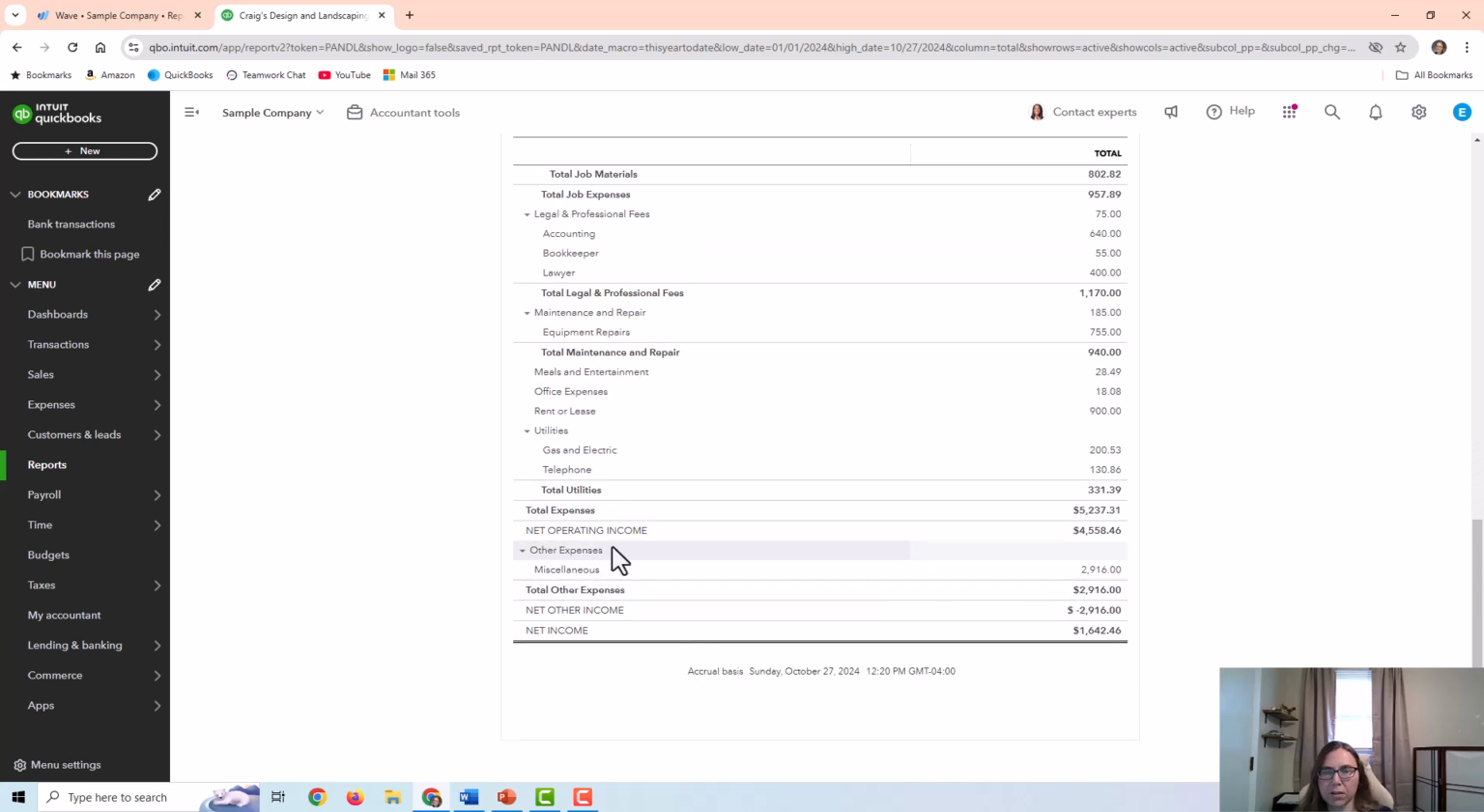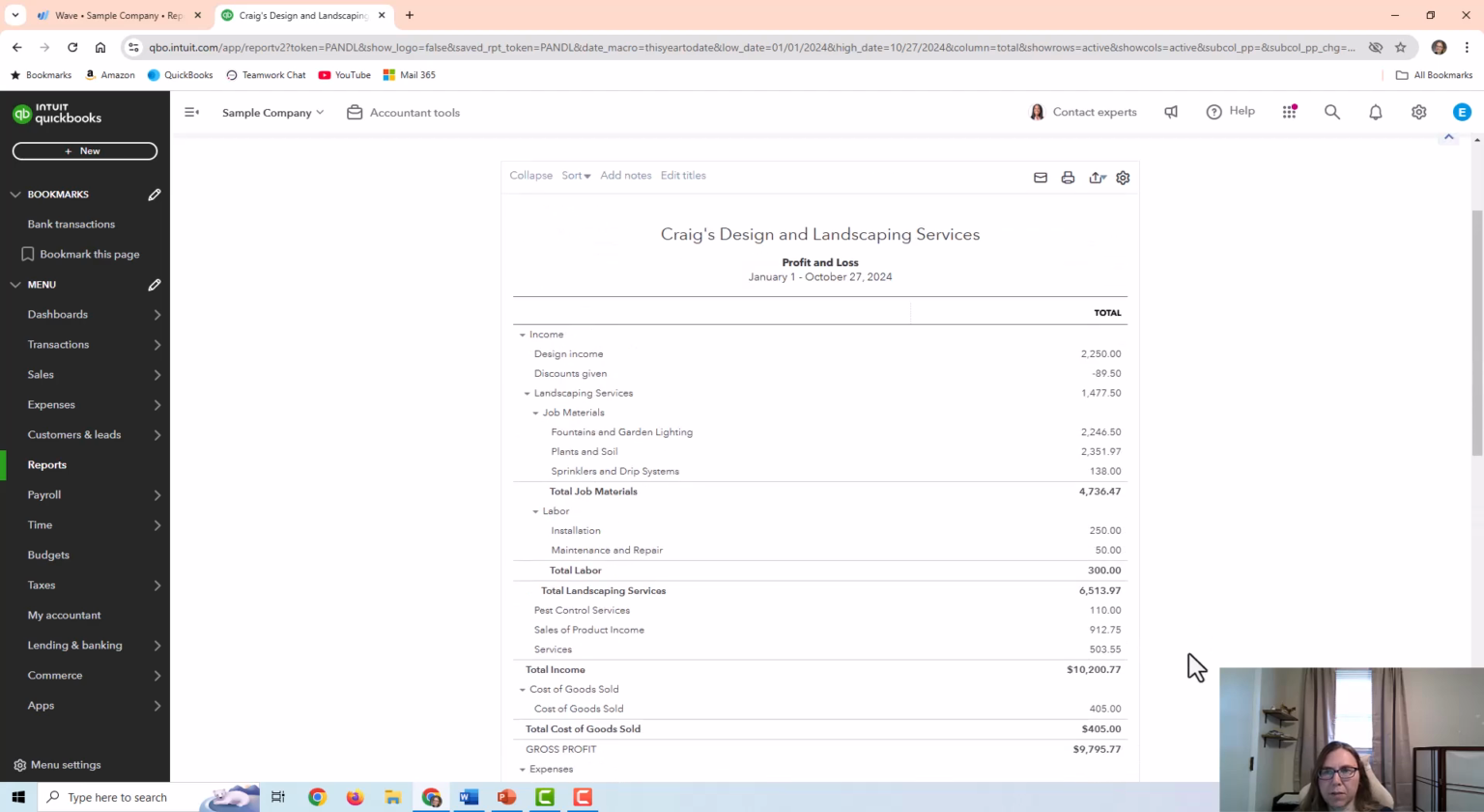There is this other expenses category, which we'll talk about at a later point. There's net operating income, which is the net profit from operating the business. And then any other miscellaneous stuff would go down here, which we'll get into in more detail later on. But down at the very bottom, you'll see the net income or net profit.